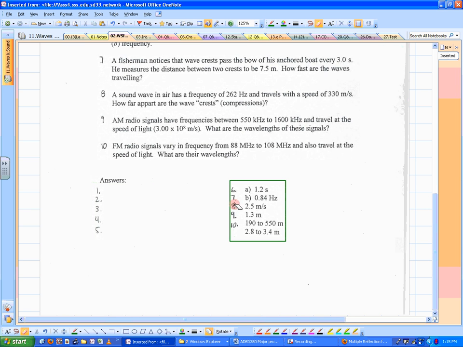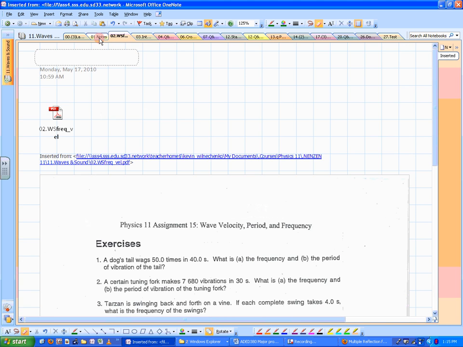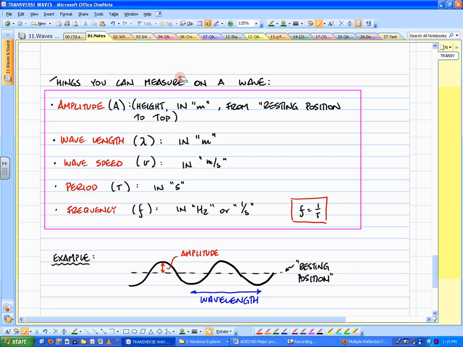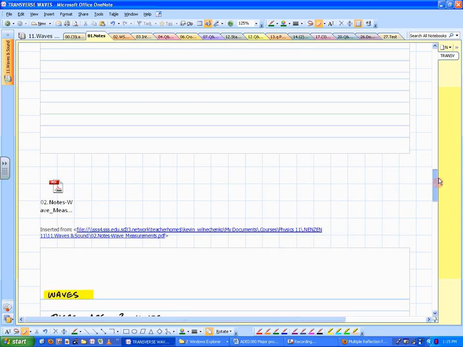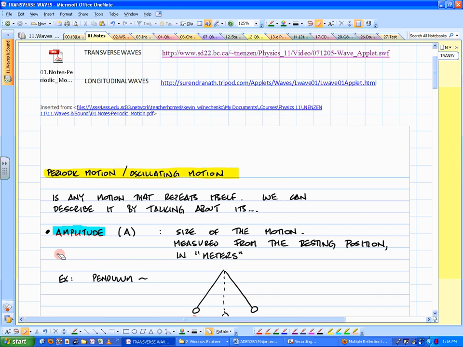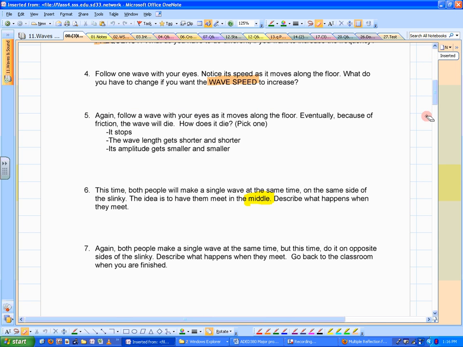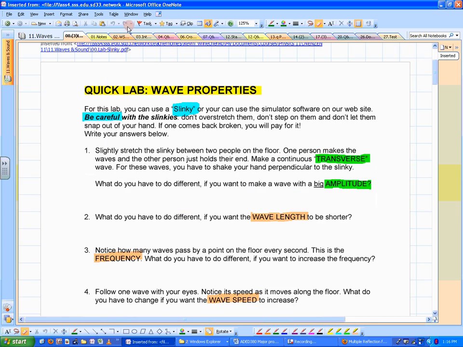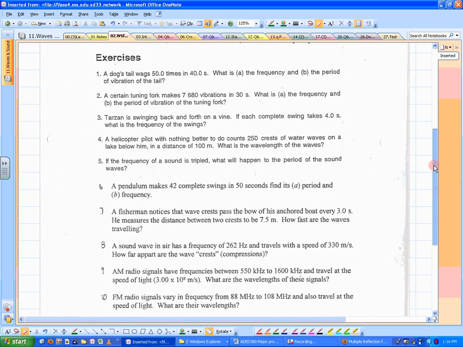Now, the second day, and I can go back to the notes actually. The following day, we might review a little bit of the notes that we did, the things I highlighted. I can even go over the lab from the day before and talk a little bit more about that, as well as go over the homework.